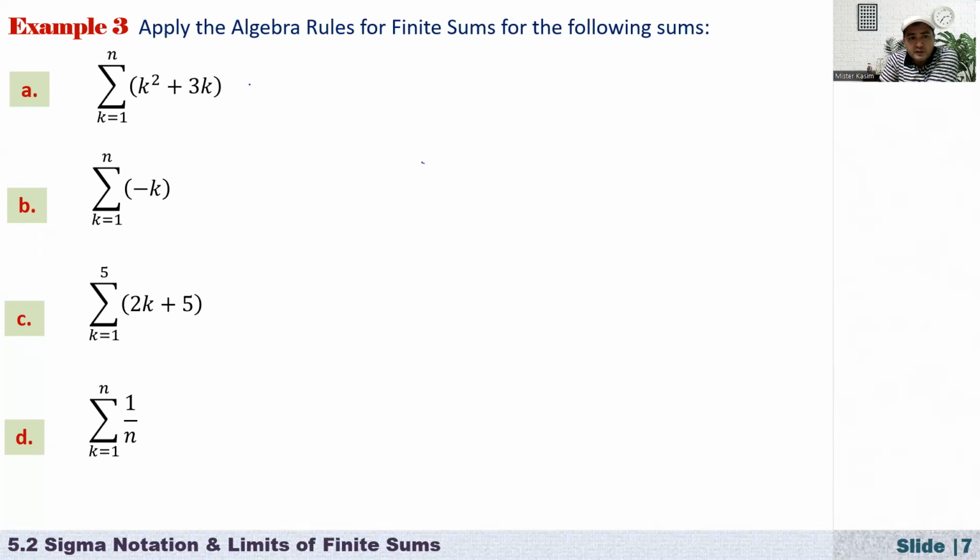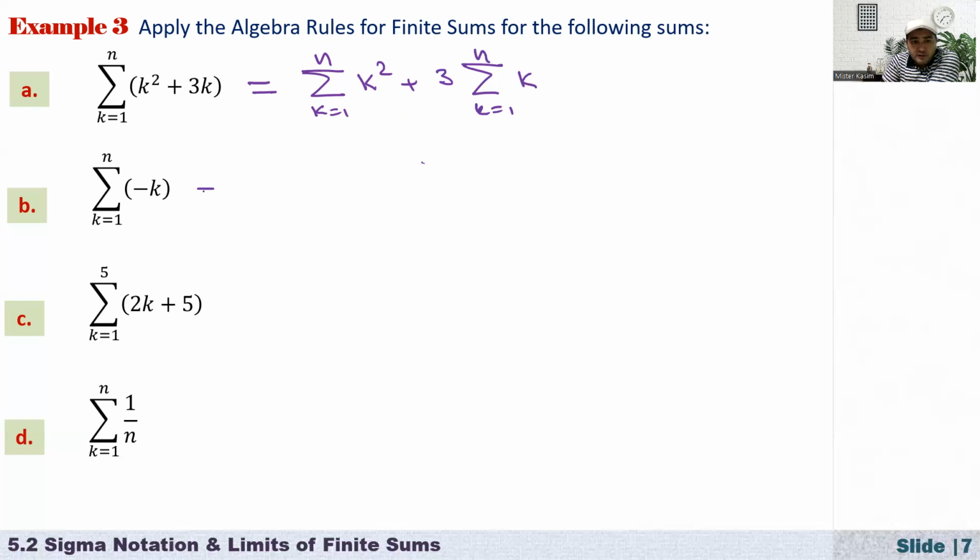So using the first one, I can write this as sigma, k is equal to 1 to n, of k squared, plus, and this 3 I can write in front of the sigma notation, 3 times sigma k is equal to 1 to n of k. And soon we are going to learn how to calculate this sum, sigma k is equal to 1 to n of k squared.